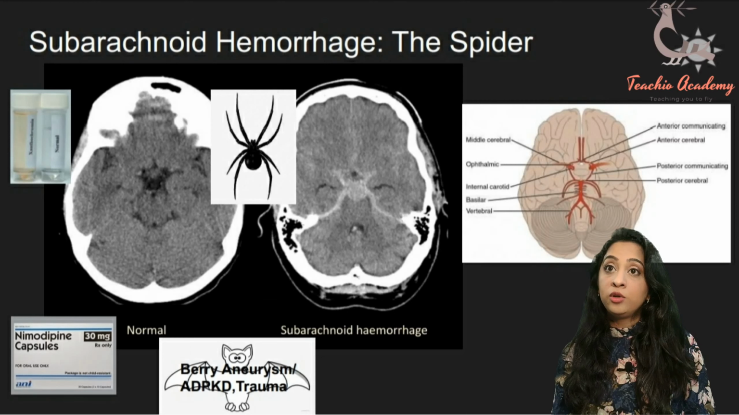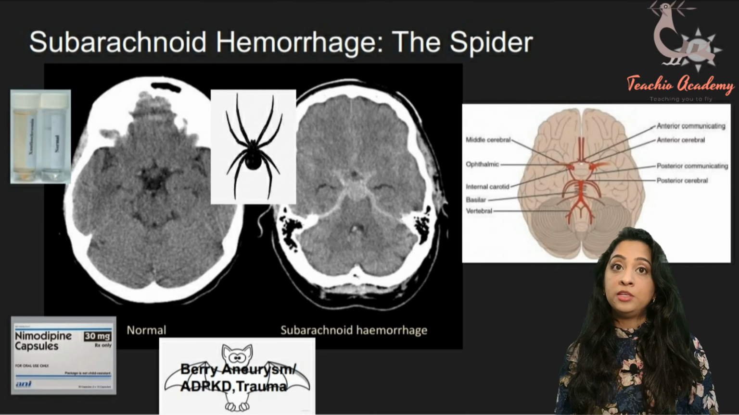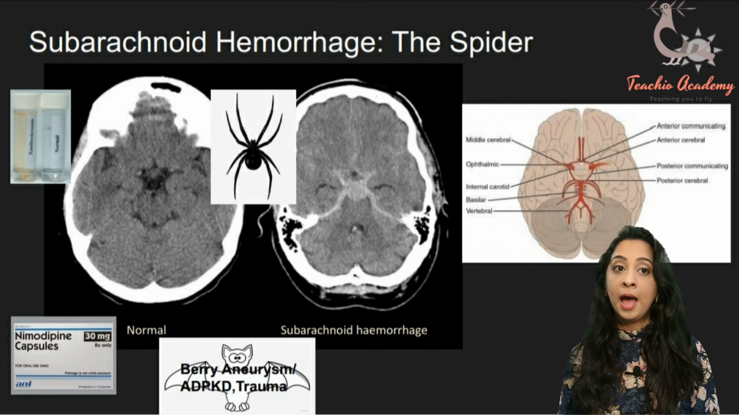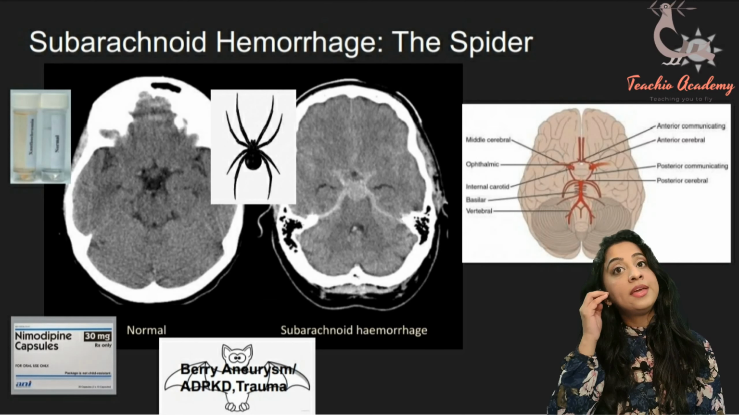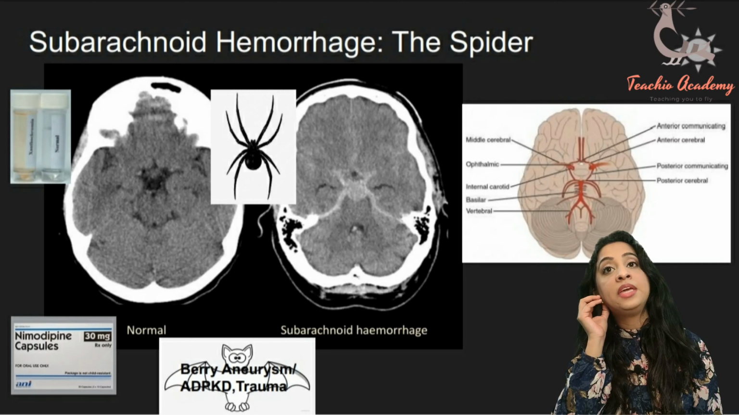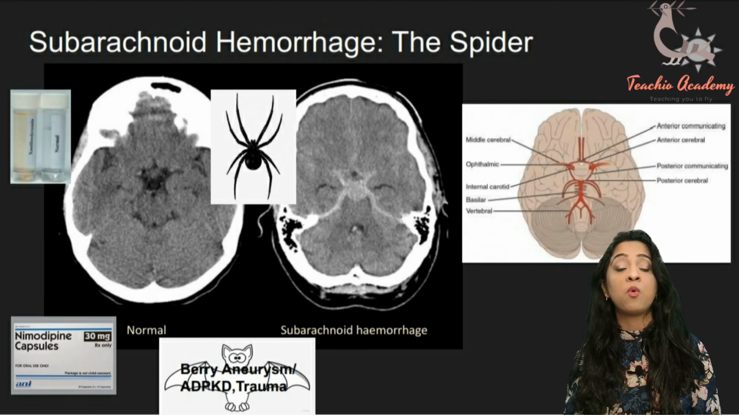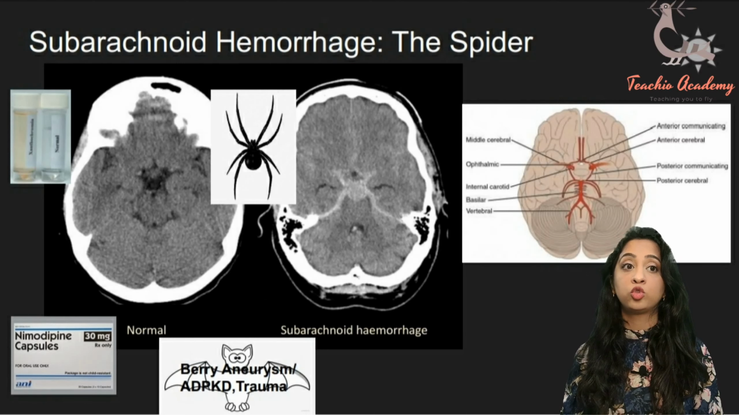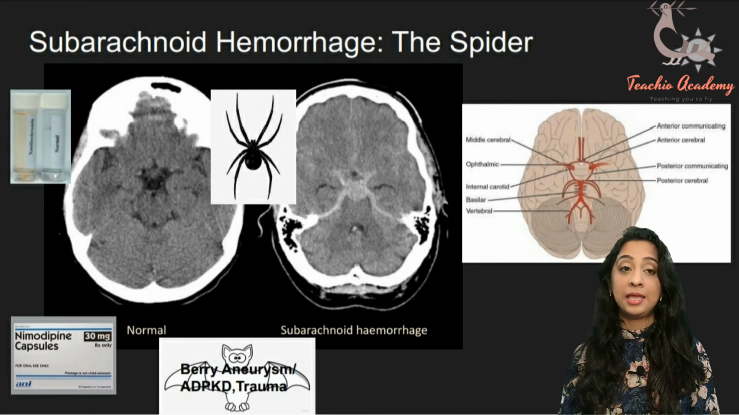So any aneurysm or any AV malformation in the middle of the brain might lead to a subarachnoid hemorrhage. The way that they give the history on your PLAB 1 exam is its association with someone with a kidney disease, or autosomal polycystic kidney disease.